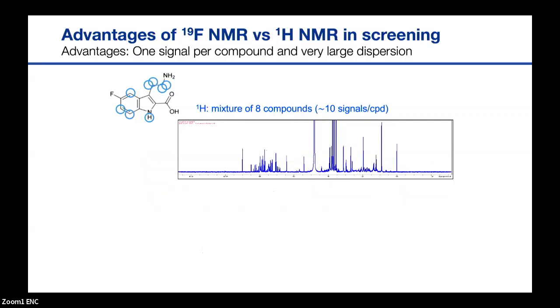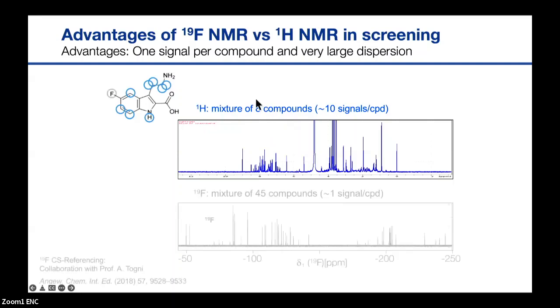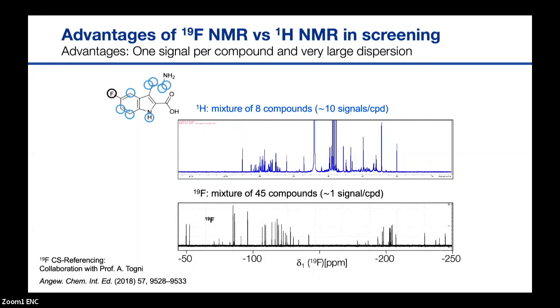What we do is we work in mixtures, and also here, fluorine has a huge advantage. If you look at this representative small molecule, it has about 10 hydrogen atoms, and therefore each molecule gives us 10 signals. So we very quickly run into overlap. And therefore, we can make mixtures of about 8 compounds. Now let's look at the mixture of fluorinated compounds. Typically, each compound carries just 1 fluorine. And you see here a mixture of 45 compounds at the same time, and there is less overlap than in the upper spectrum. So we can make mixtures of many more compounds, and therefore we get much higher throughput.